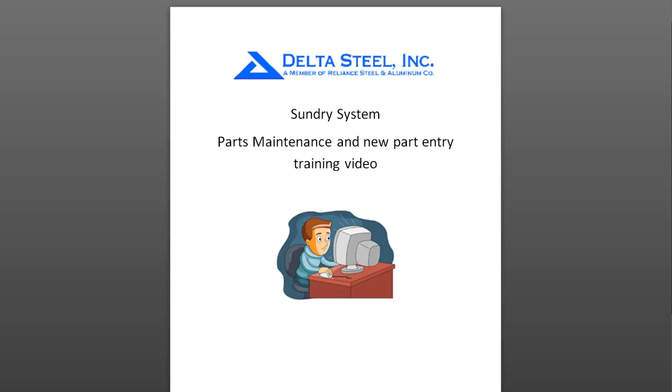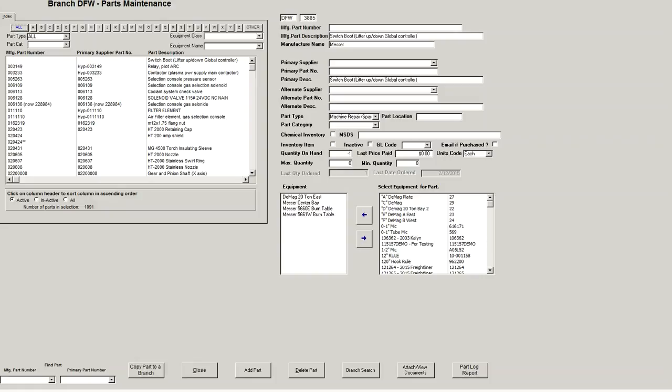In this video, we will go over the relationship of the part number and the equipment it is assigned to, and how to enter a new part in the sundry system. First, let's look at the information available on the parts maintenance screen.